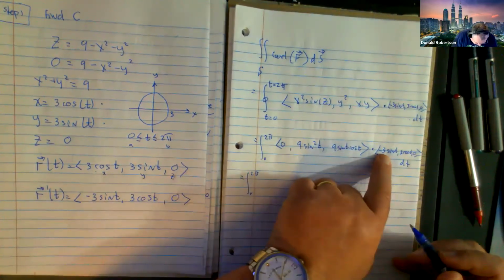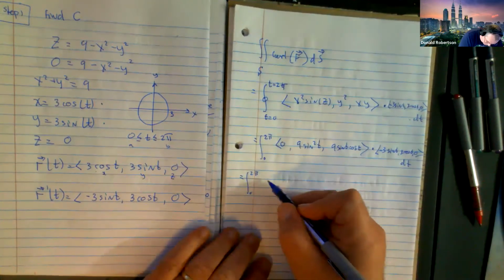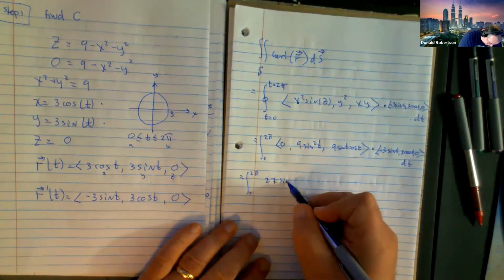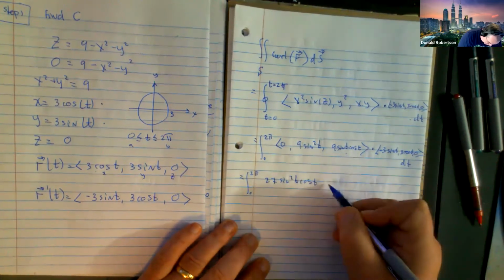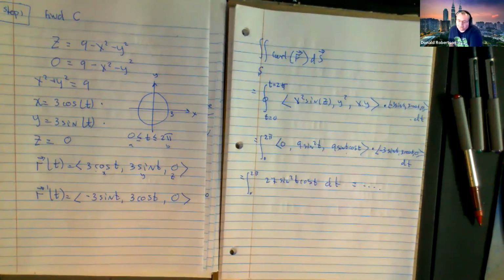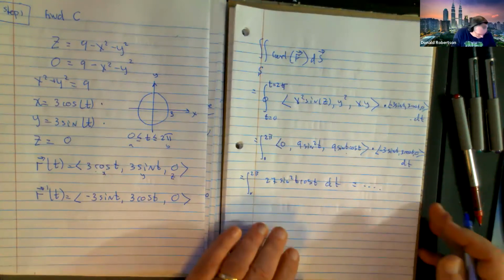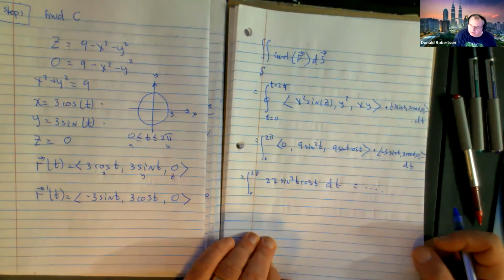0 times that gets you 0, so it doesn't matter. 9 times that guy gets you 27 sine squared t cosine t, then bump. And at that point, we'll do a dot, dot, dot in it, right? You agree it's a U sub and you do what you need to do. Are we good with number 1?